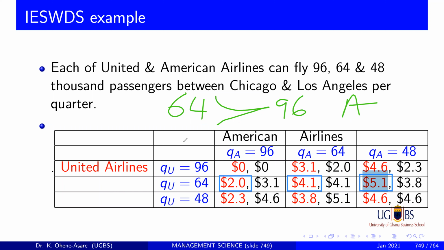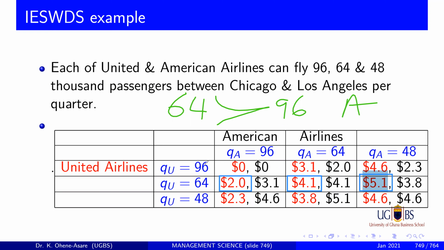Okay. Now let's compare the 96 with the 48. So you take the 0 and the 2.3. You can see that 2.3 is bigger. So 48 is bigger than strategy 96, 48 exceeds.